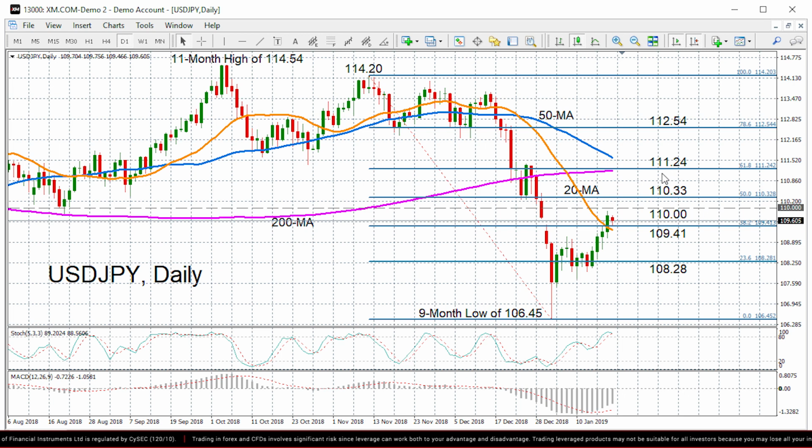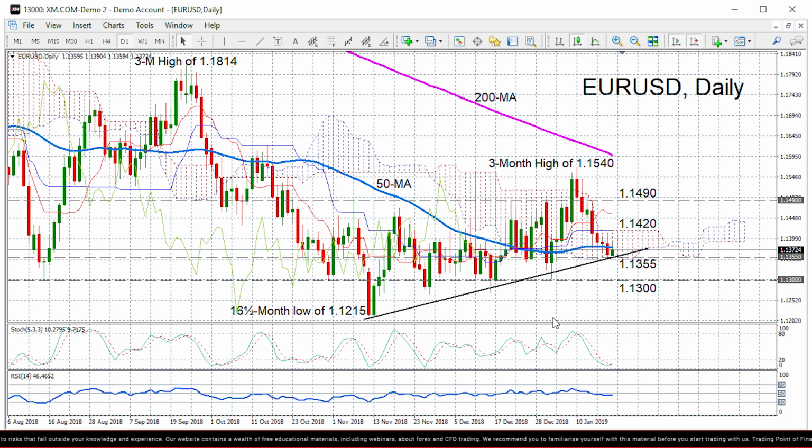110.33, but above that there's an important resistance level where the 200-day moving average is about to intersect the 61.8% Fibonacci at 111.24. So overcoming that resistance would strengthen the upside momentum, and then the next key level above that to watch would be 112.54, the 78.6% Fibonacci.